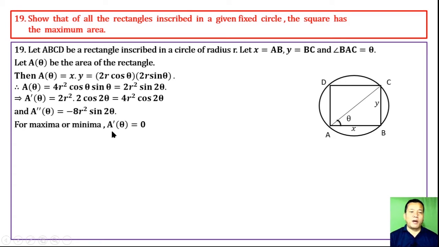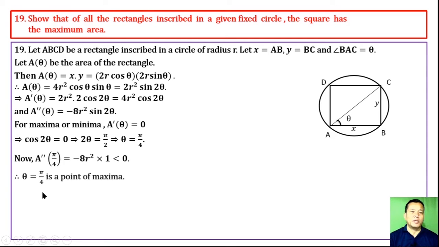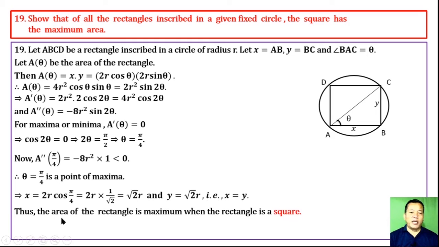For maxima or minima, A dash theta equal to 0 gives cos twice theta equal to 0, implies twice theta is pi by 2, implies theta is pi by 4. Now A double dash of pi by 4 is a negative number less than 0. Thus theta equal to pi by 4 is a point of maxima. Implies x equal to twice r cos pi by 4, that is root 2 times of r, and y is also root 2 times of r, that is these two are equal, therefore x and y are equal. Thus the area of the rectangle is maximum when the rectangle is a square.